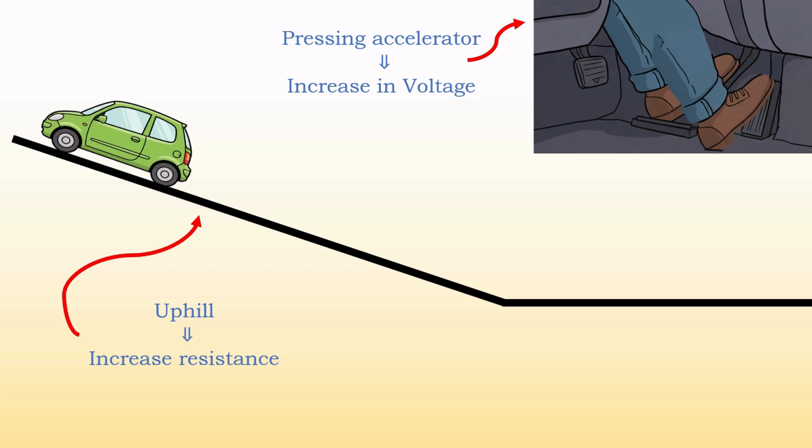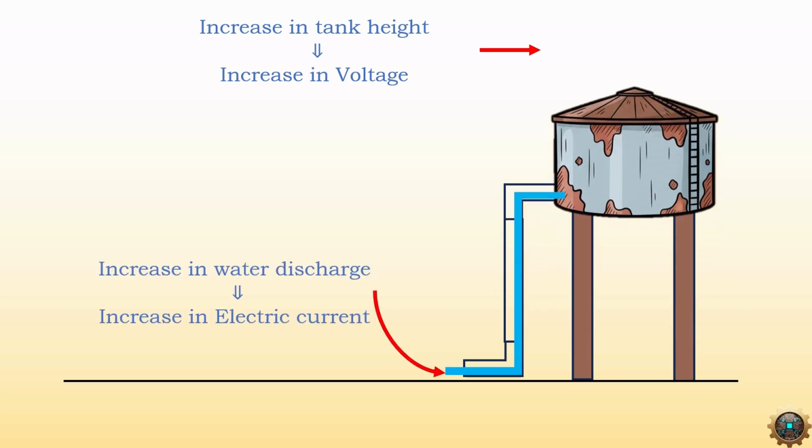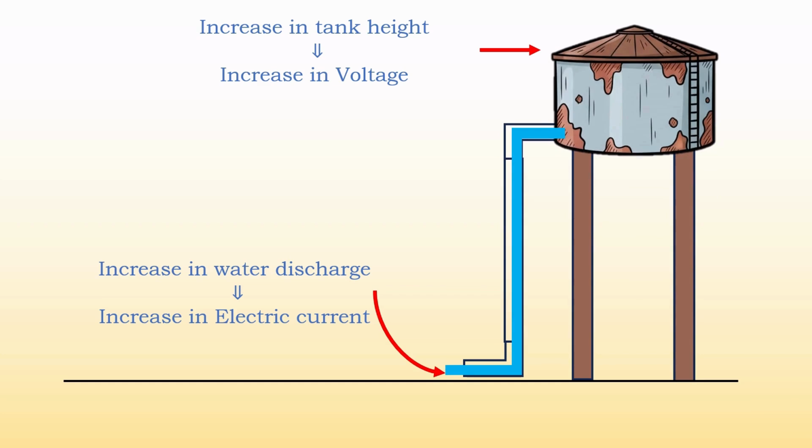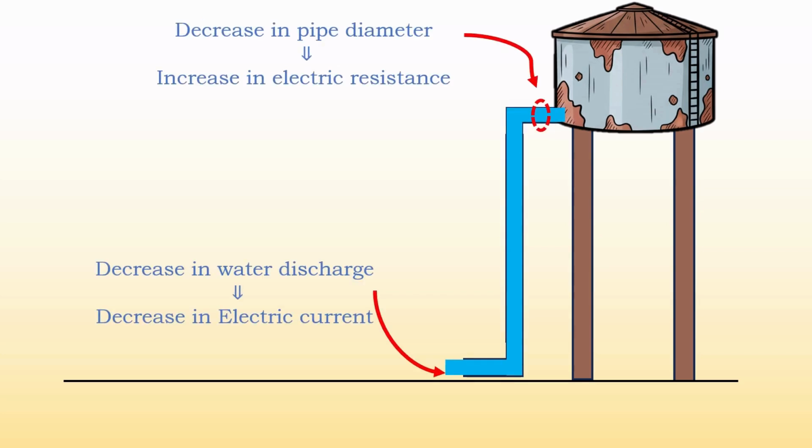Let us now look at another familiar example, the water tank. The flow of water through the outlet pipe of a tank depends on the height of water above the ground. A higher water level produces a higher water flow. In this analogy, the height of the water tank represents voltage, and the water flow rate represents electric current. Now, if we reduce the diameter of the outlet pipe, the water flow decreases even though the water level remains the same. Reducing the pipe diameter represents an increase in resistance, and the reduced water flow represents a decrease in current for the same voltage.